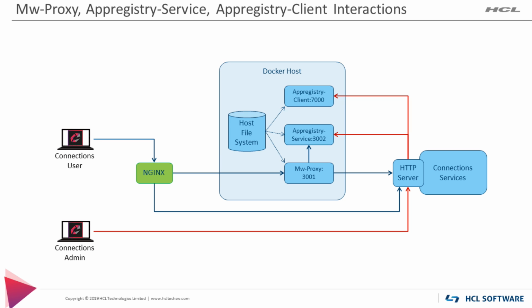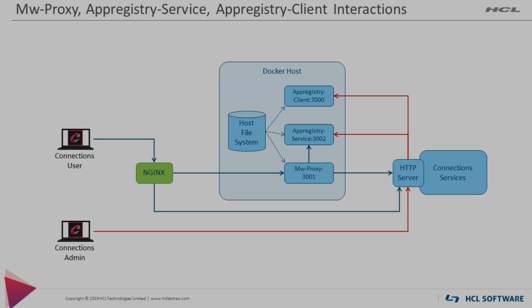For end-user requests to Connections for which no customizations are to be used, those requests are proxied via Nginx directly to the Connections HTTP server. For end-user requests where customizations are expected, Nginx proxies those requests to the MW Proxy Service to be handled accordingly.